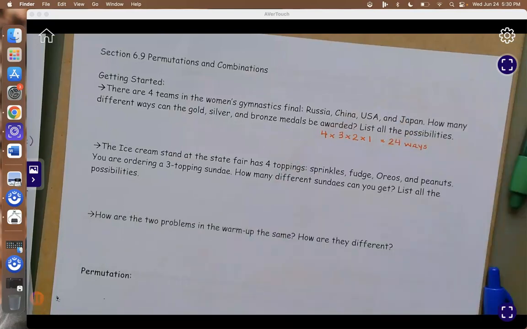Okay? The ice cream stand at the state fair has 4 toppings: sprinkles, fudge, Oreos, and peanuts. You're ordering a 3 topping sundae. How many different sundaes can you get? Okay, list all the possibilities.